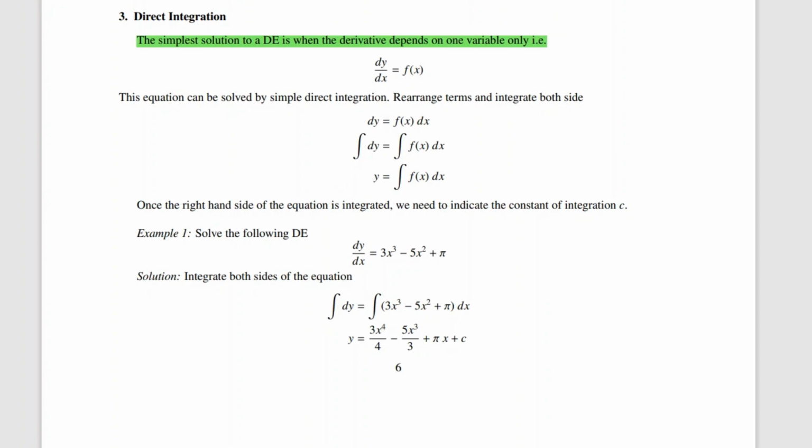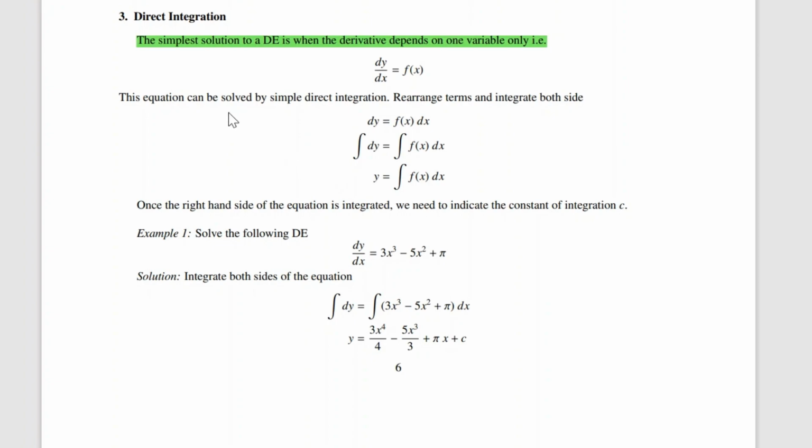The only thing that we need to focus on in this lesson is direct integration. We have a lot of methods that we can use to solve these kinds of equations: separable, direct integration, homogeneous, exact, Bernoulli, and linear equations. But now we need to focus on direct integration, which is under ODE.